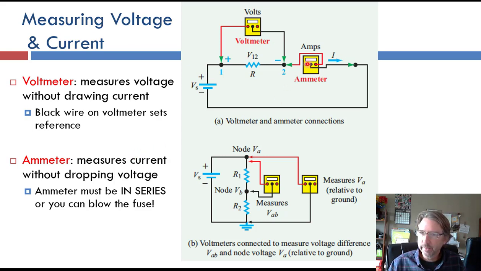So here is an ammeter set up, and instead of the wire going straight through here, we break it and we run it into the meter and then back out of the meter to where it used to be. So you break the circuit and then you patch it through the meter, so the ammeter, the current meter, is in series with the wire that you want to measure the current through.